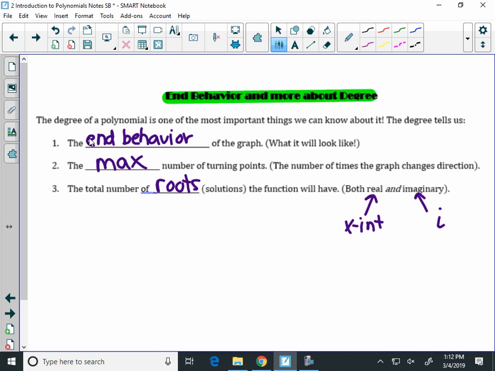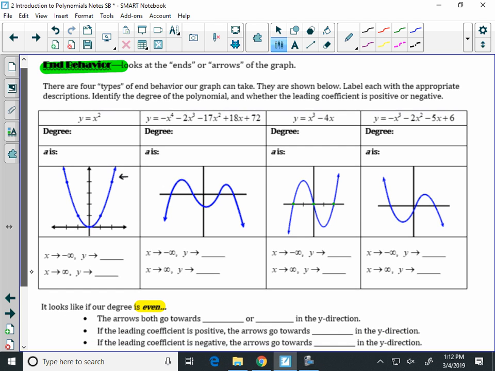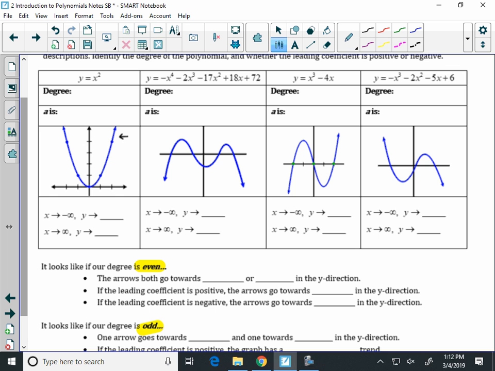Let's start with end behavior. We have some graphs here. We're going to look at the arrows or the ends of the graphs. So first thing I have, I'll start here on the left graph. Y equals x squared. What is the degree of that polynomial? 2. So what do I call it if it's degree 2? It's quadratic. Now, it says here A is what we call the leading coefficient. So it's the number that's in front of that polynomial. What would the leading coefficient be? It's positive 1. So we're going to write the word positive in here. In this case, the leading coefficient of this graph is positive. That's important for later.